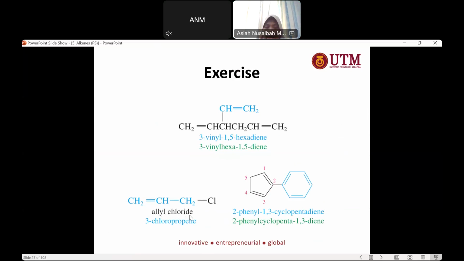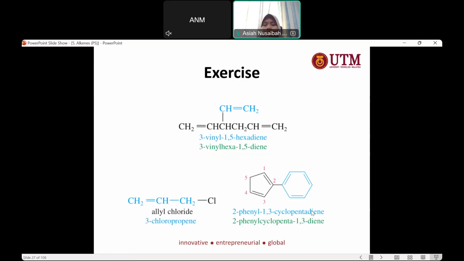But if it's IUPAC, then how will we name it? We will name it ending with propene, because it's an alkene. So propene, because 3 C, propene, and we have a chloride here, so we have chloro. But this time we will put 3 C, because in this case, the main feature will be the double bond. So 1, 2, 3. See the difference?